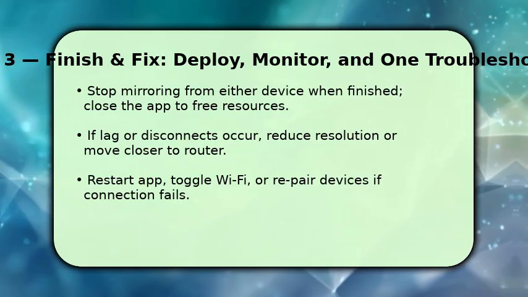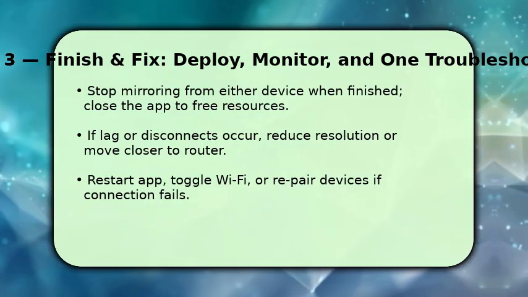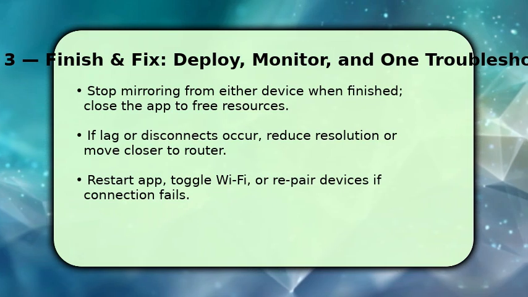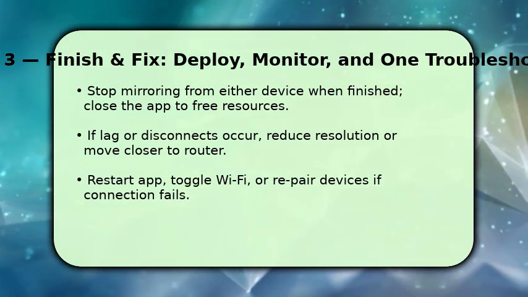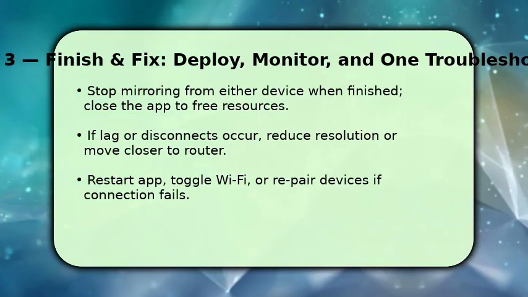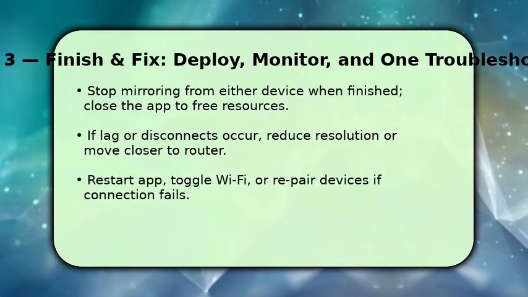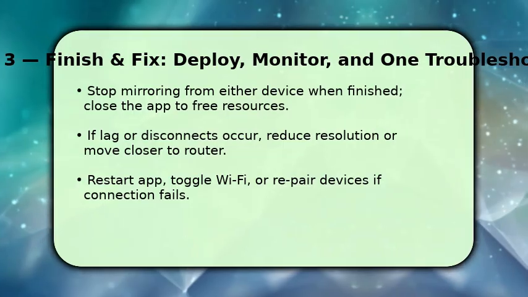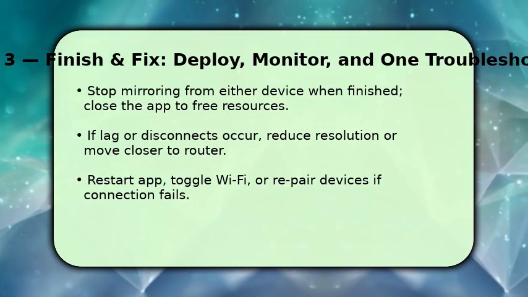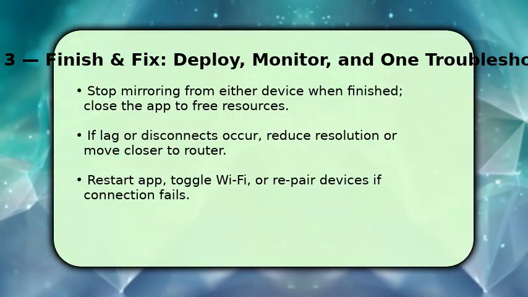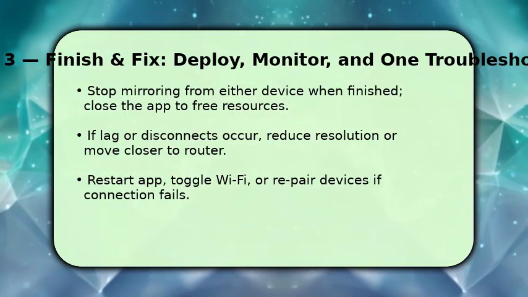battery. If you notice lag, frame drops, or dropped audio, reduce the stream resolution in settings, move both devices closer to the router, or switch to a less congested 5 GHz band if available. This improves bandwidth. If issues persist, restart the app, toggle Wi-Fi, or repair the devices. Doing those steps usually clears stale network states and restores a clean connection.